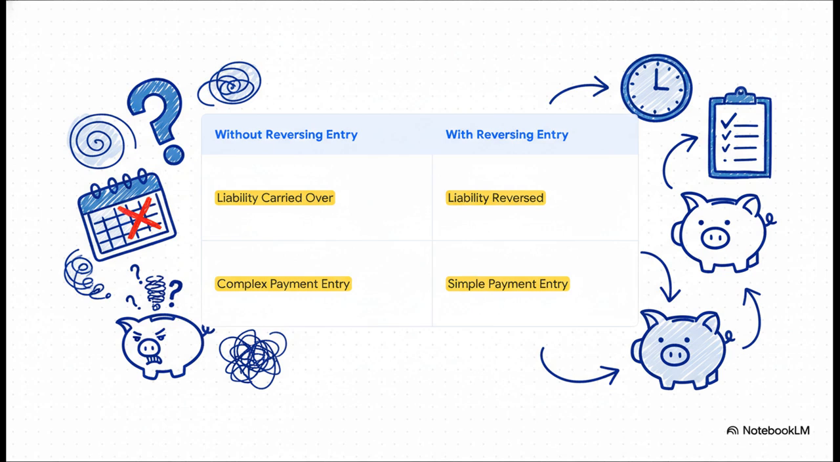Look at the left column. Payment day requires special handling. It relies on memory. Now look at the right. Because we did that reversing entry, payment day is just business as usual. It's a simple, standard transaction. We've taken the complexity out of the system right where an error was most likely to happen.